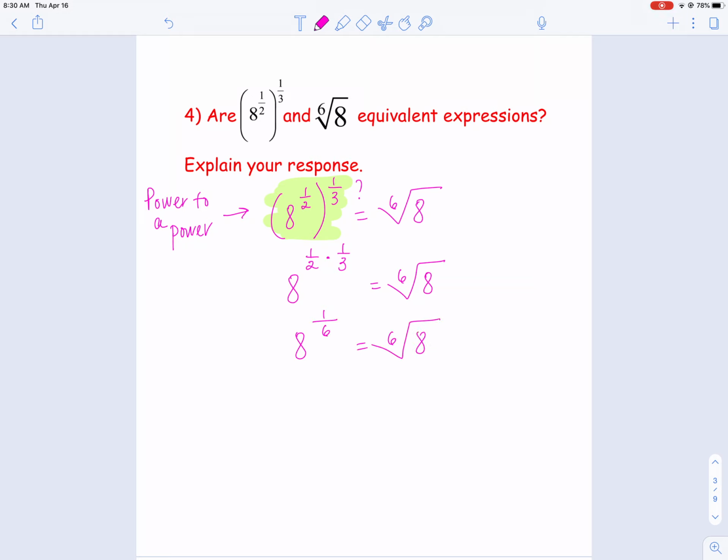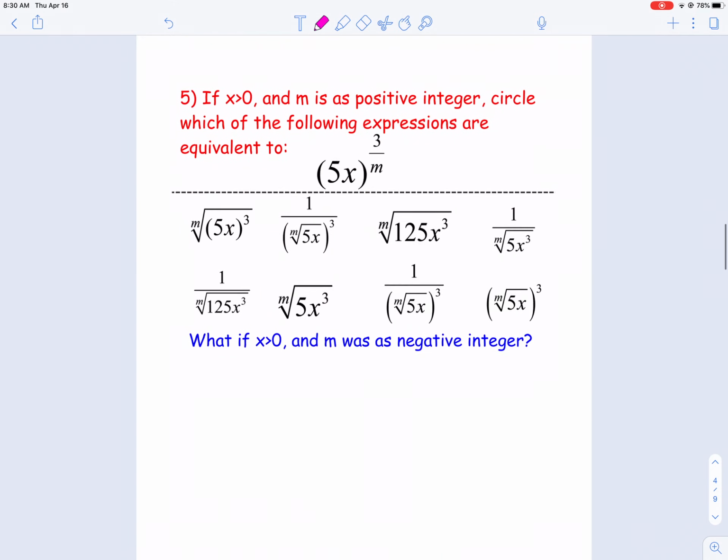Okay, so now can I convert 8 to the 1/6 into radical form? Remember, power over the root. So it's the 6th root of 8, technically to the first power, which is exactly what we have. So it's not as bad as you think. I know it looks intimidating. It's not as bad as you think.